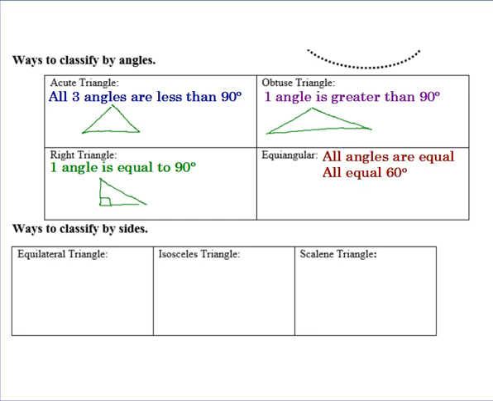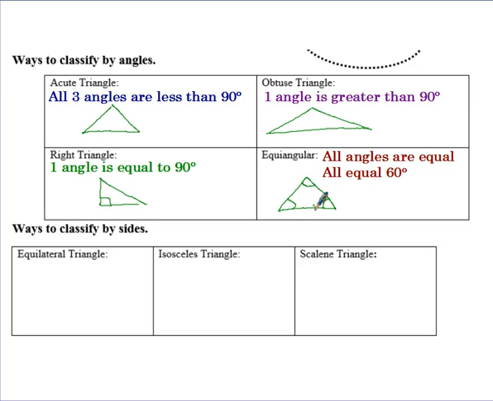Equiangular is whenever all three angles are equal to each other. And any time that happens, the angle measurement is going to be 60 degrees. We'll talk more about that in a moment. Just as a reminder, these little marks here indicate that all three angles equal each other.